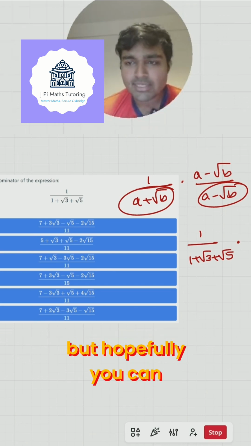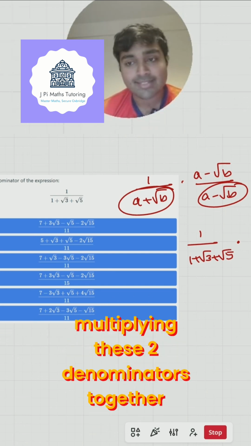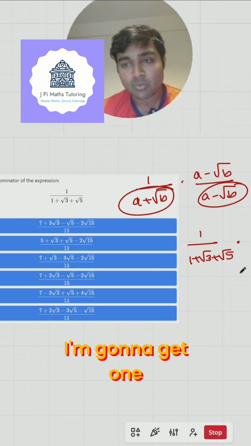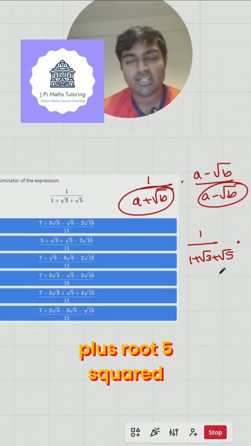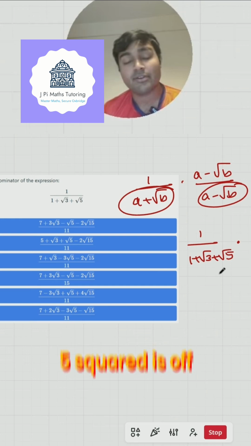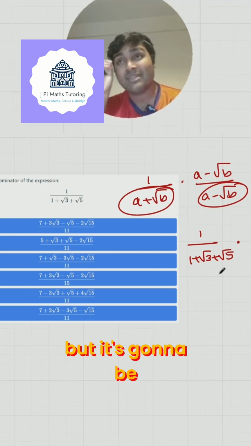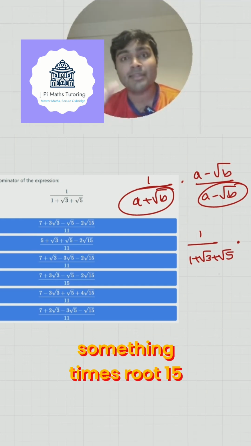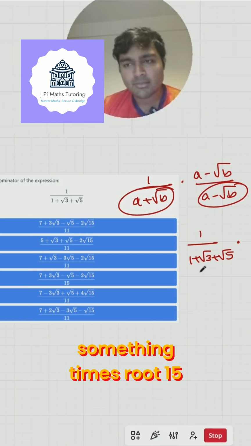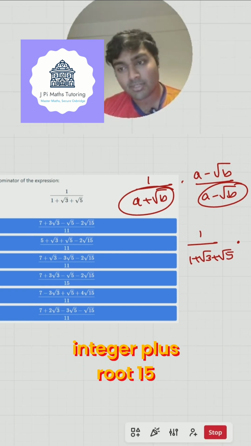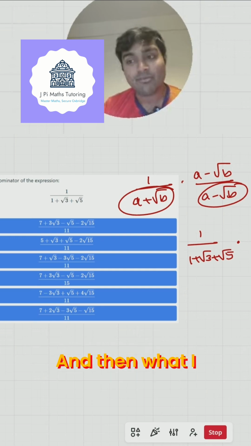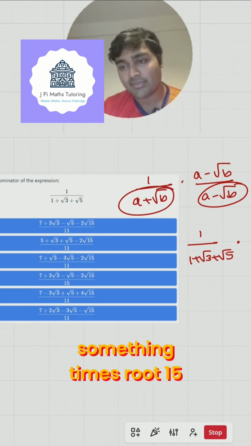But hopefully you can see if I multiply these two denominators together, I'm going to get 1 times 1, minus then root 3 plus root 5 squared. Now, I don't know what root 3 plus root 5 squared is off the top of my head, but it's going to be an integer term plus something times root 15. But then at the end of the day, what will I have on the bottom? Well, it will just be an integer plus something times root 15.